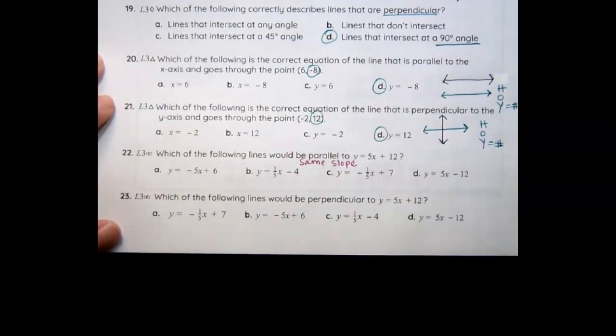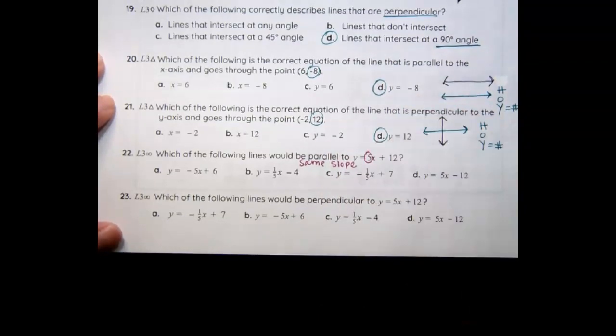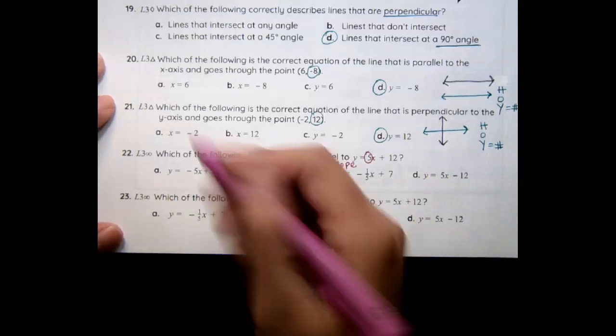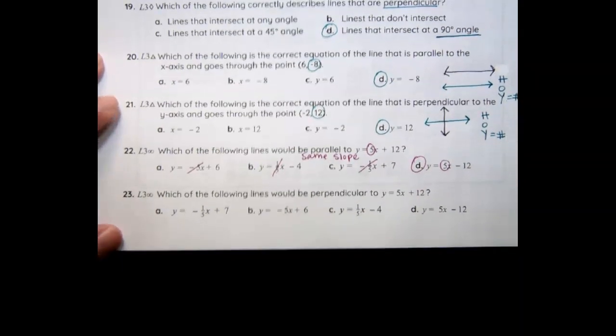So what's the slope of the equation that they gave us? If you said 5, good job. You look in front of x. So all I need to do is find which one of these equations has the same slope. Well, that's not the same. That's not the same. That's not the same. But hey, guess what that is? So the correct answer is D. Parallel lines have the same slope.